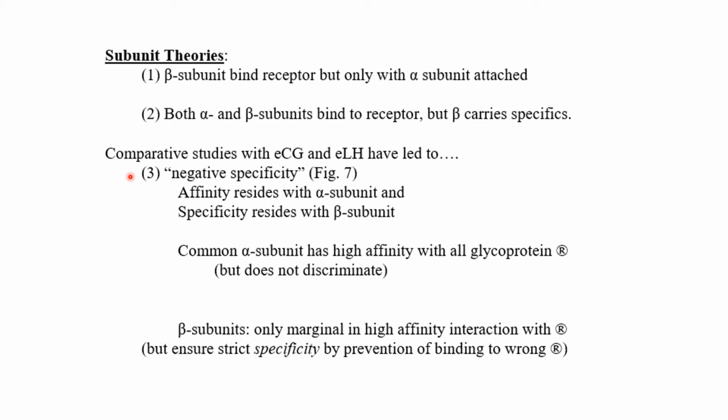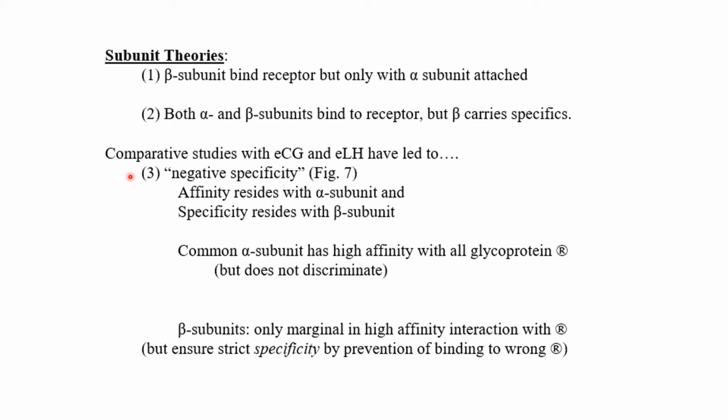So what the negative specificity theory states is that it's the alpha subunit that binds to the receptor, but the specificity resides within the beta subunit. So it's kind of similar to the second theory. And if you believe this, then you've got to say, okay, the common alpha subunit that's in LH, FSH, and even TSH, and in eCG and in hCG, that alpha subunit has got to have extremely high affinity with all glycoprotein receptors. But it does not discriminate.